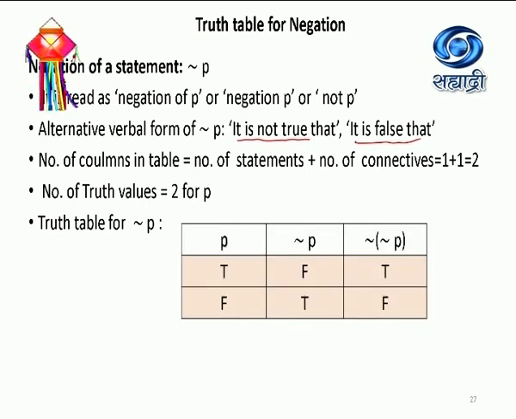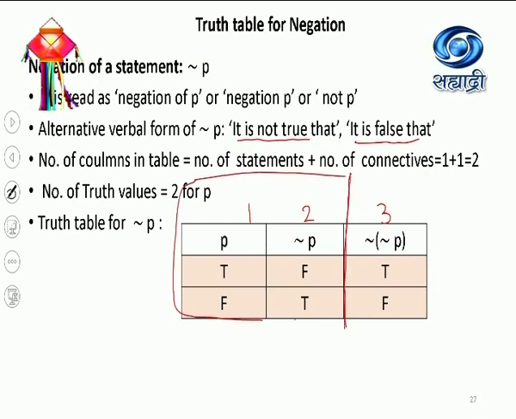Let's see. Columns will be 3, actually only 2 are needed. I have added a third additional one, but by default this will be the table for negation P. Okay, P is only one statement. We have only 2 truth values T and F, and negation means opposite. Opposite of T is F and opposite of F is T. Simple, it's not at all difficult.